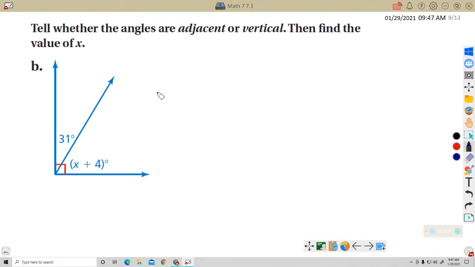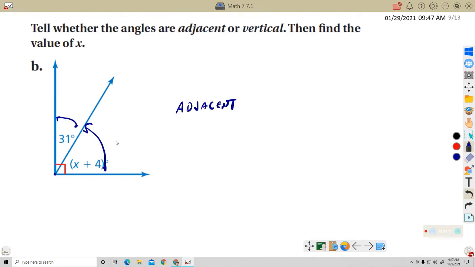For B, tell whether they're adjacent or vertical. So we have this angle, and I've got this angle. Well, of course, those are going to be adjacent, because they share this common side, and they have a common vertex. Those are adjacent.